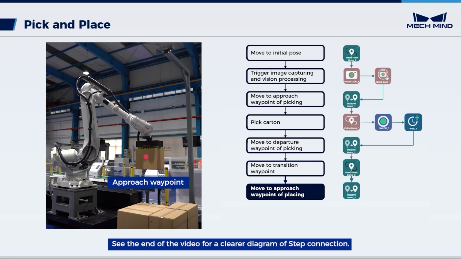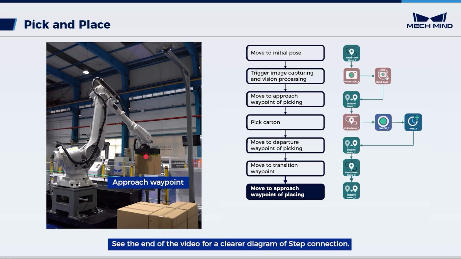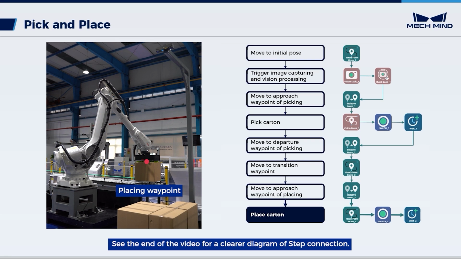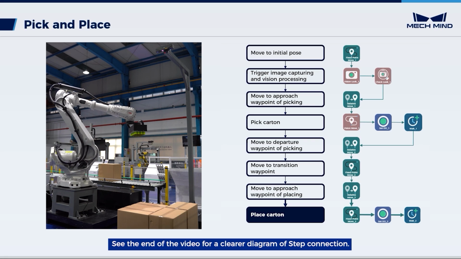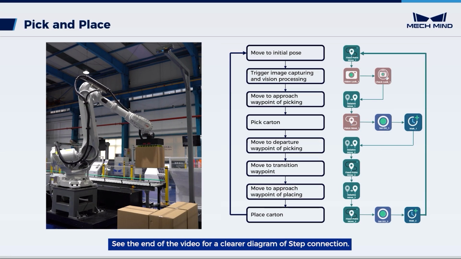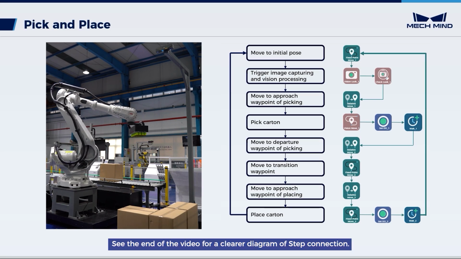Move the robot to the approach waypoint for placing, which is to help the robot place the carton stably. Set the placing waypoint in Step Fixed Point Move, and use Step Set DO and Step Wait sequentially to let the robot move to the placing waypoint, release the carton, and wait until the carton is fully released before moving. To achieve repeated picking and placing, we connect the exit of Step Wait to the entry of Step Initial Pose.